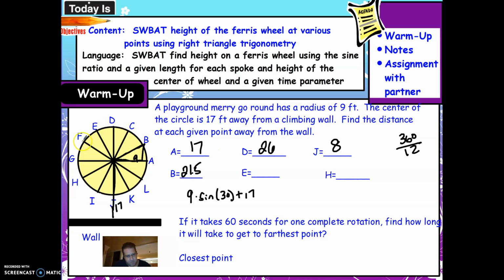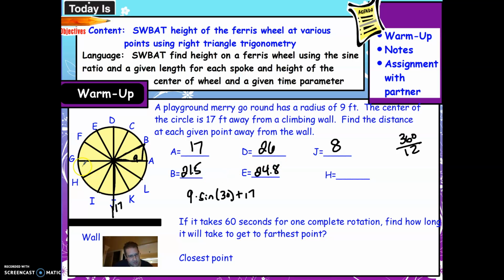Now, of course, F would be the same, but we're not asked to find that. E is going to be the same as C, so I can find the height of C. It's going to be the same thing, only it's going to be 60 degrees. The radius of 9 stays the same, so it's going to be 9 times sine of 60 degrees plus the center height of 17, and that gives us 24.79. Let's just round that to 24.8 for the time being.